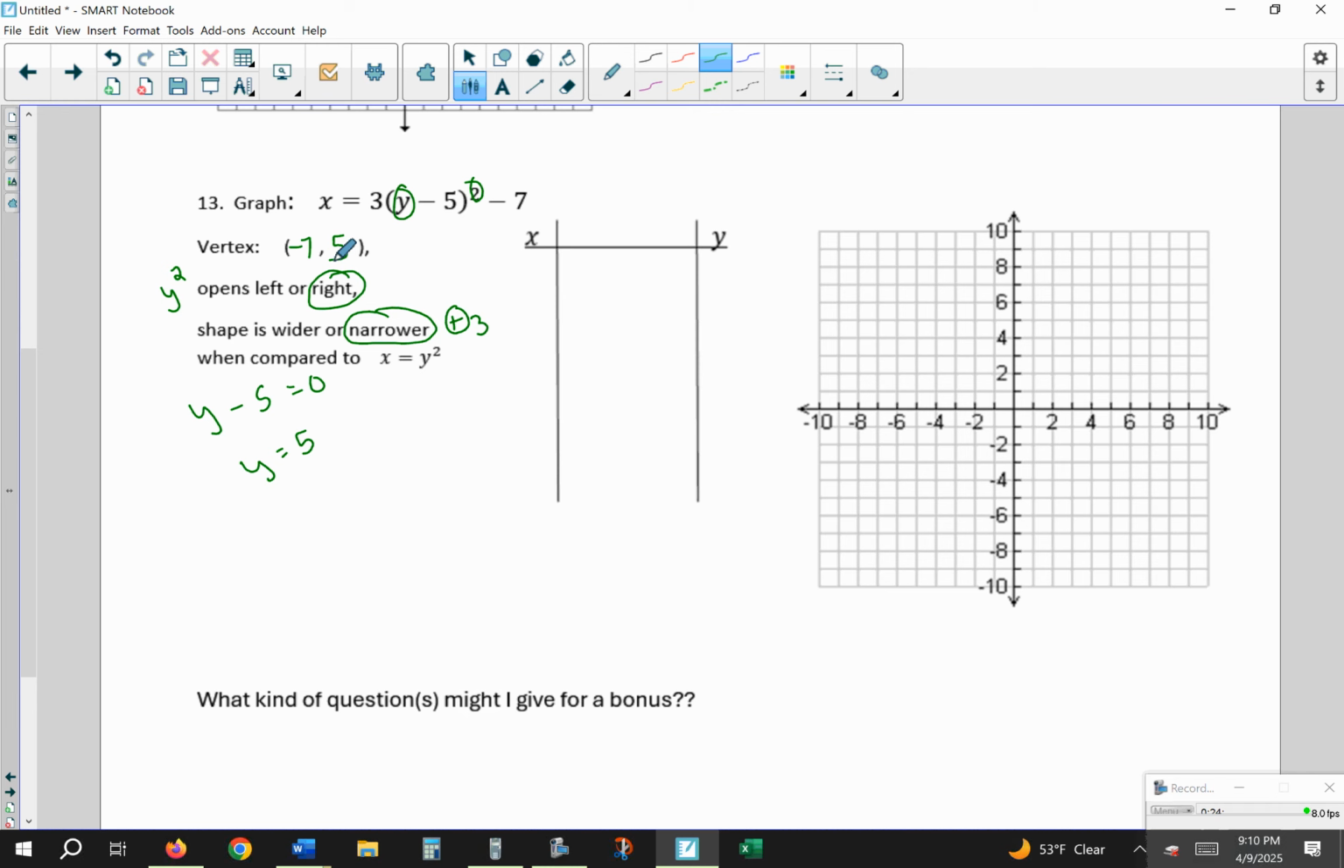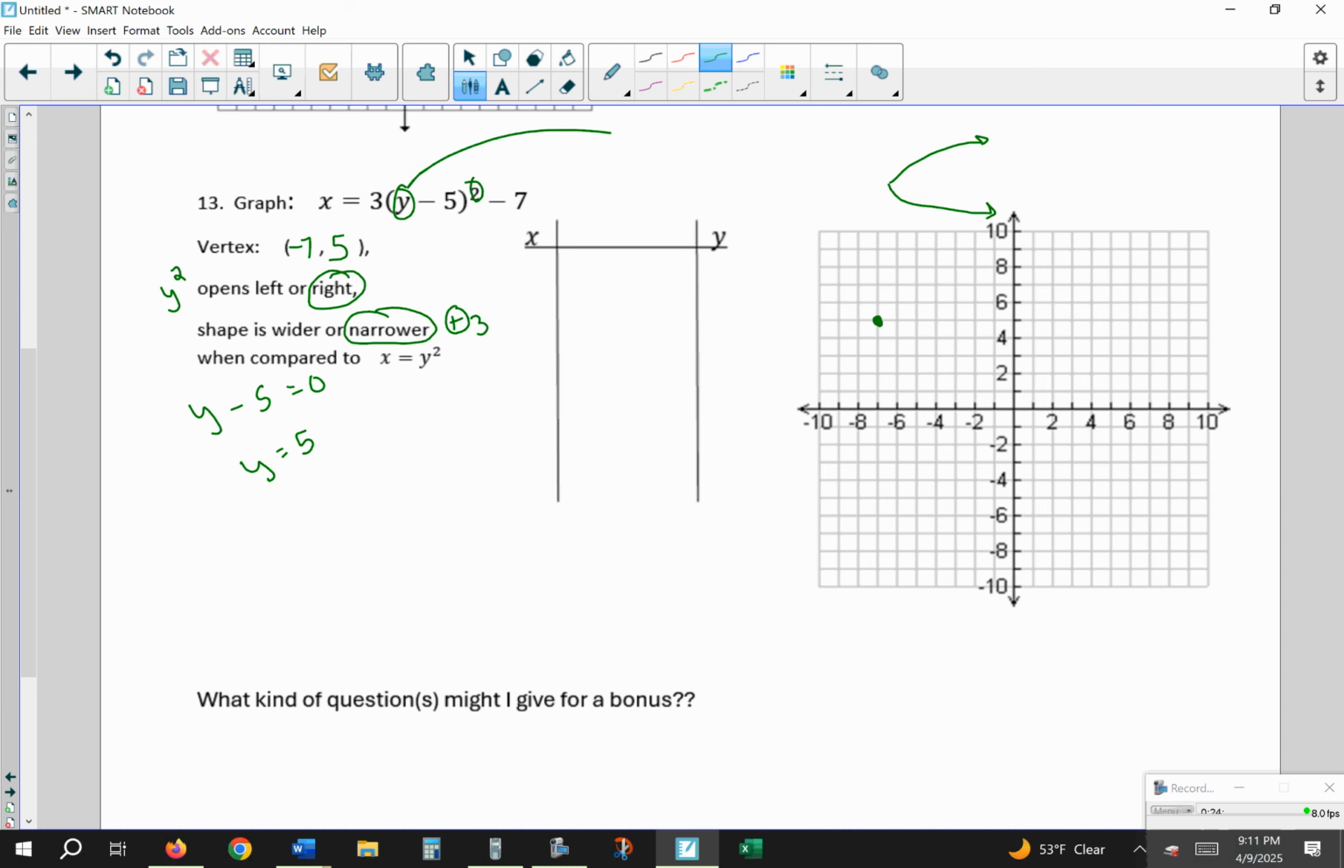So we're going to go over -7, up 5. 1, 2, 3, 4, 5. There's my vertex. And we said it was going to open to the right. So that's what our graph better look like. If it doesn't, then you were treating it like it was an x squared, not a y squared when you did it.